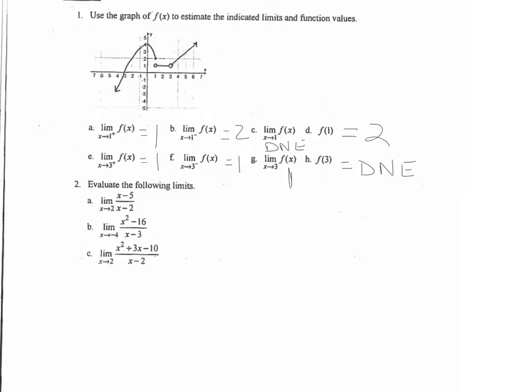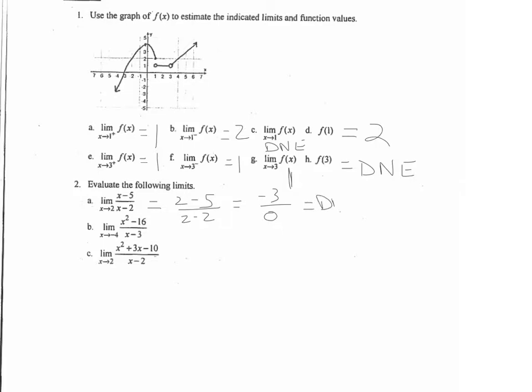Okay, so look at A under number 2. Evaluate the following limits. Can you find the limit as x approaches 2 for this function? What would we try to do? Plug in. So if I try to plug in, I'm going to get 2 minus 5 on top over 2 minus 2 on bottom. Well, what does that equal? That's a negative 3 on top over what on bottom? Now, if it's negative 3 on top, 0 on bottom, what do I know about the limit? Does not exist. Very good.